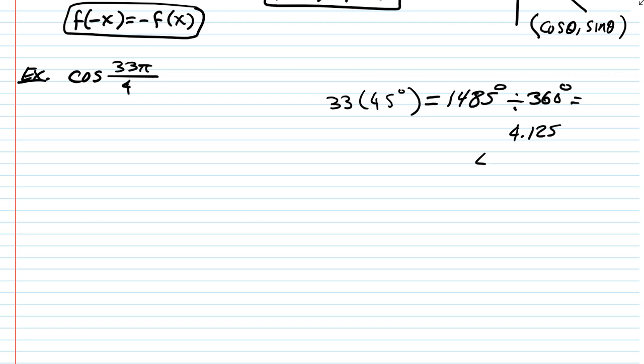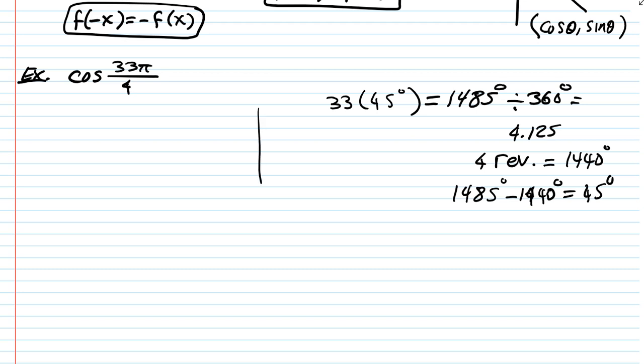4.125. So that means 4 revolutions and then some. Now 4 complete revolutions, 4 revolutions is 1,440 degrees. So if I subtract 1440 from 1485, I get 45 degrees. So this thing is going to, the angle, here's my unit circle, right?